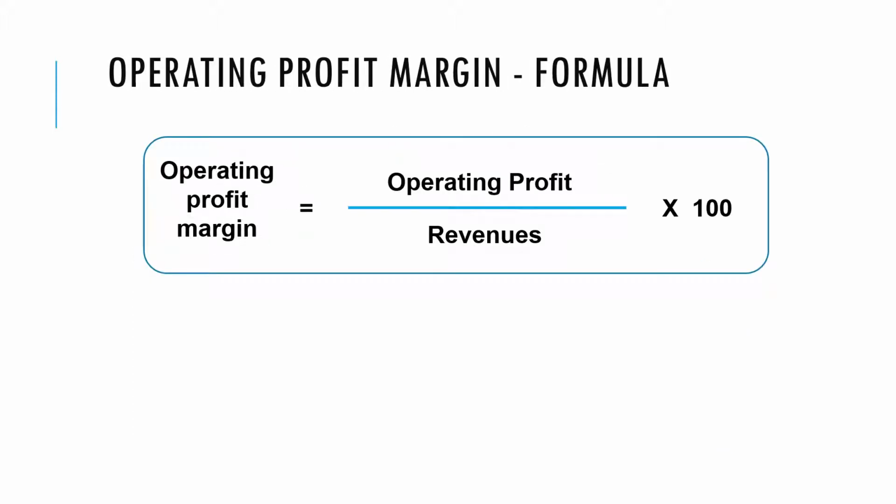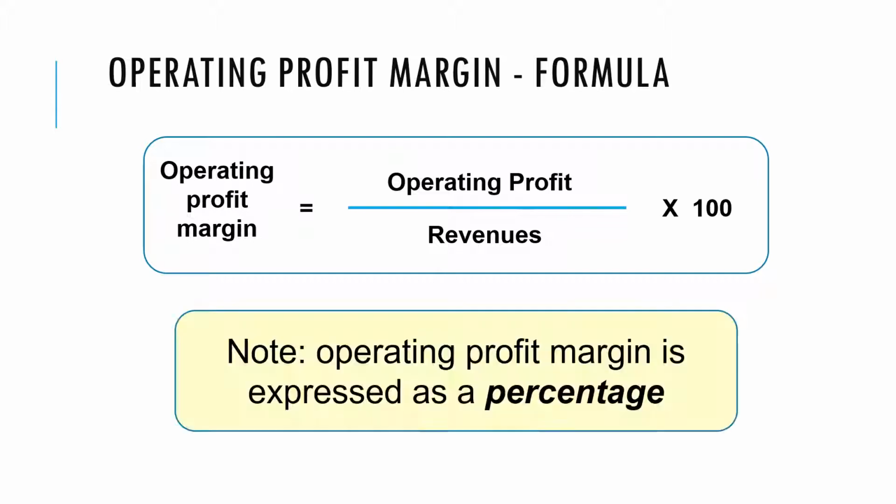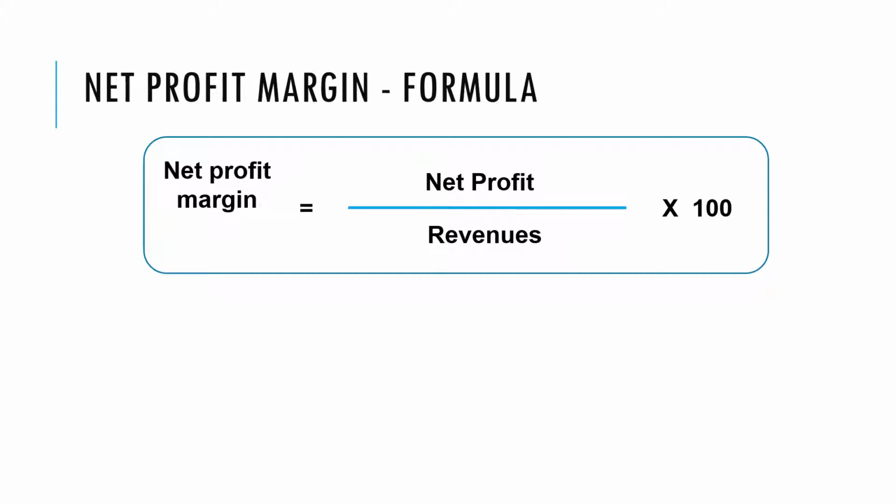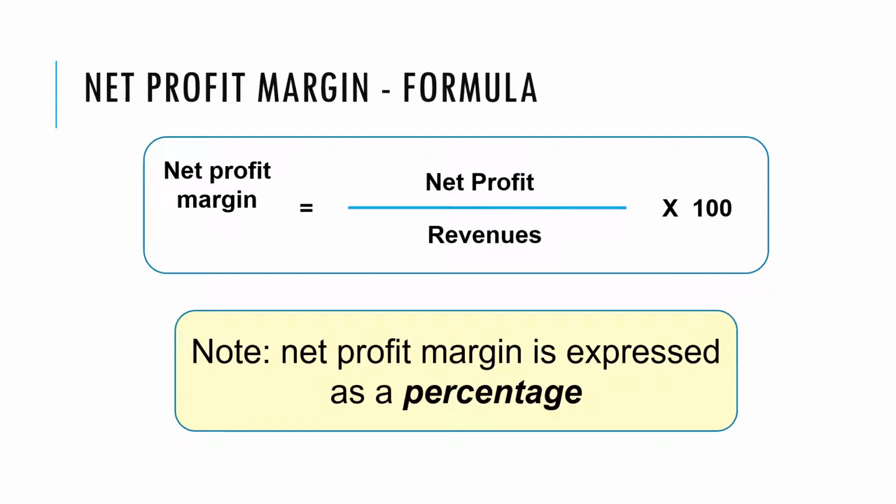The next one is operating profit margin. Operating profit margin is operating profit divided by revenue times 100. And again, it is expressed as a percentage. The final one, see where it's going, net profit margin, or profit for the year margin, is net profit divided by revenues times 100. Again, net profit margin is expressed as a percentage.